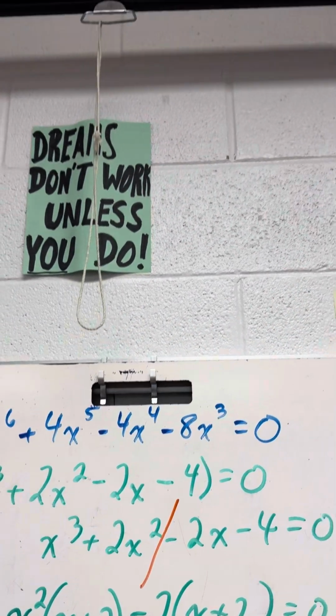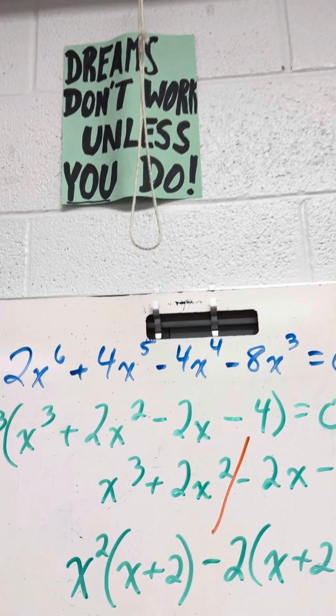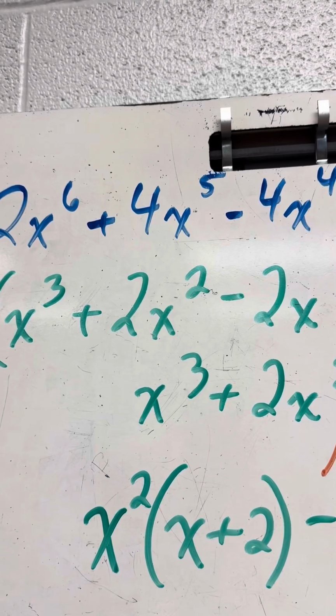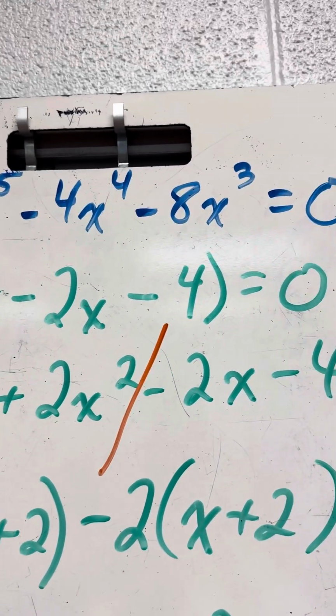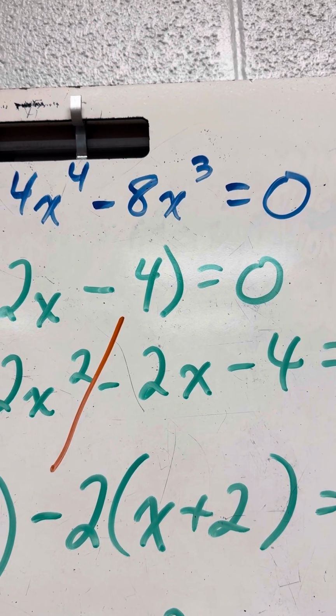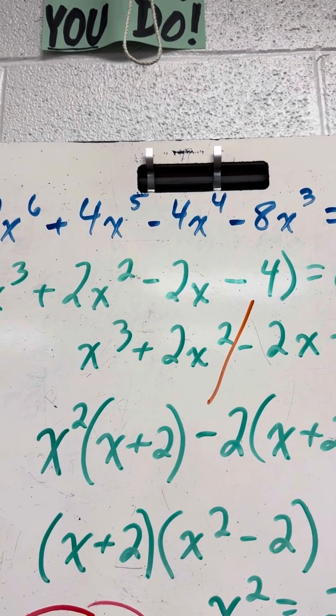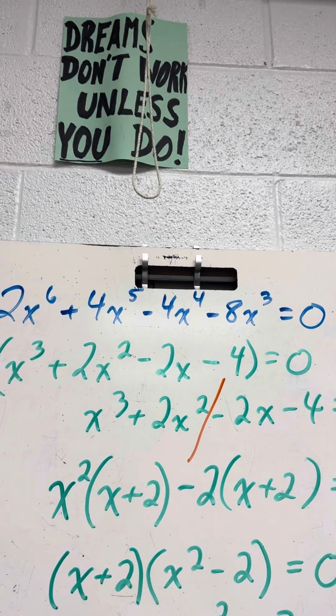Then we're going to factor by grouping with the other set. In the first group here, you have x squared times x plus 2. In the second group, you pull out a negative 2. You've got x plus 2 also. X plus 2 is common. You're left with x squared minus 2 equals 0.